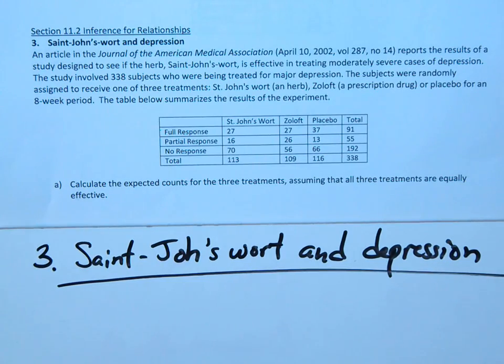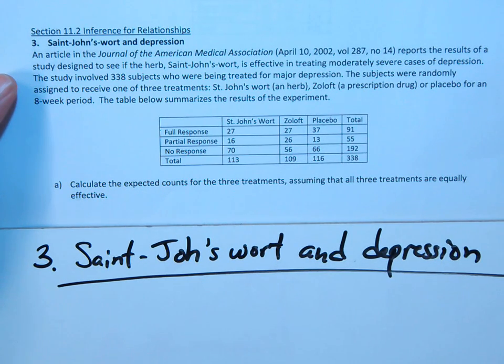Extra example number 3, St. John's wort and depression. An article in the Journal of the American Medical Association reports the results of a study designed to see if the herb St. John's wort is effective in treating moderately severe cases of depression. Looks like we're also looking at Zoloft.